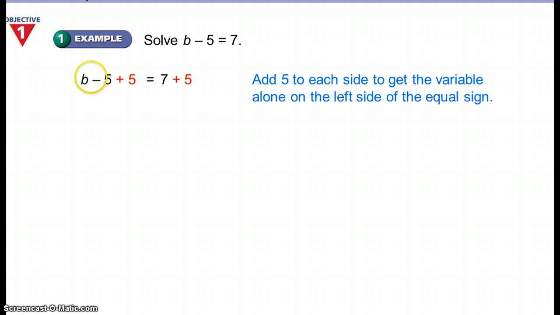So now when I go back and look at this equation and I simplify it, I know this negative 5 plus 5 will cancel out to 0, which will leave me with b, and 7 plus 5 will give me 12. So b is going to be equivalent to 12.